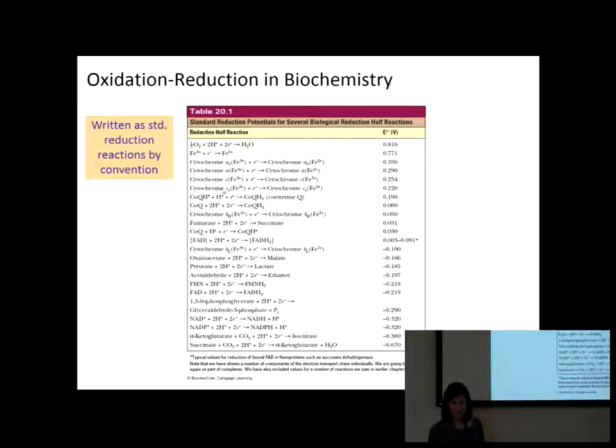And then what is the ultimate electron acceptor? Oxygen. So it has the highest one. Pretty cool. Isn't that really neat? We're using this predict.